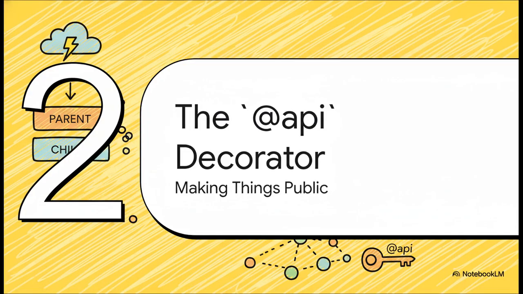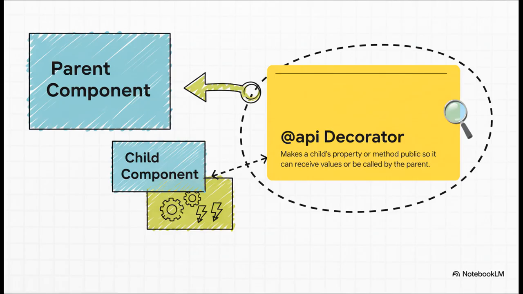So how do we pull this off in LWC? We don't just hack it together. There's an official built-in tool for this exact job. So let's meet the main character of our story today, the @API decorator. The easiest way to think about the @API decorator is that it's like a permission slip. When you stick it on a property or a function inside a child component, you're essentially raising a flag and saying, hey, this is public. Any parent component that uses me is allowed to see and interact with this. It's the official entry point.